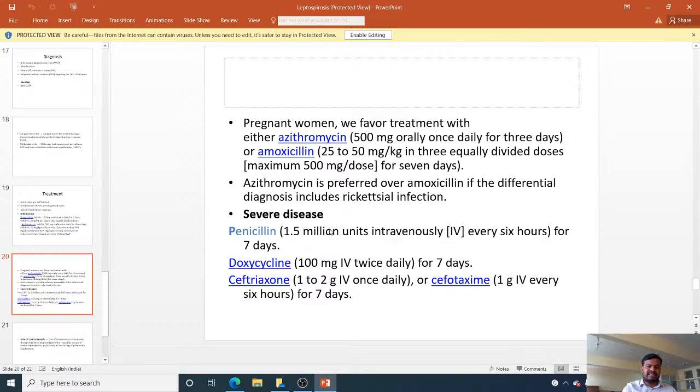So in severe disease, we give penicillin, 1.5 million units intravenously every 6 hours for 7 days. This is a treatment for severe disease. You can also use doxycycline, ceftriaxone, or cefotaxime. Doxycycline 100 milligrams IV twice daily for 7 days. Ceftriaxone 1 to 2 grams IV once daily for 7 days, and cefotaxime 1 gram intravenously for 7 days. So penicillin, doxycycline, and ceftriaxone for 7 days are usually preferred in severe disease. You can also prolong the antibiotic course if there is no improvement.